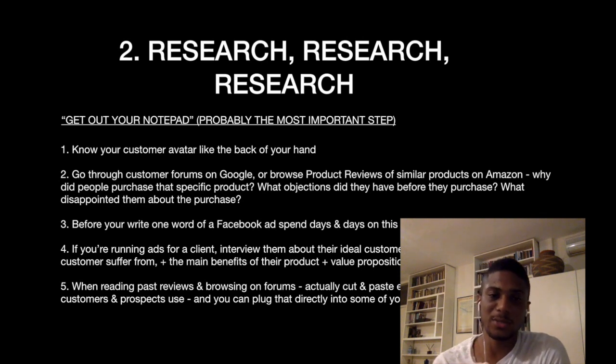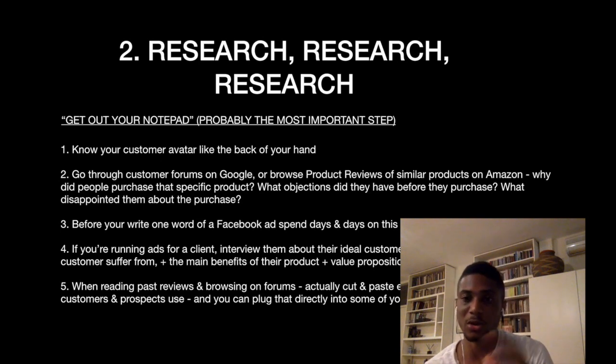Basically, you go through customer forums, search on Google, or you can browse product reviews of either your product or competitors' products on Amazon, and then look at why people purchased that specific product. Note it down, write it down. What objections did they have before they purchased? What disappointed them about the purchase? And again, you want to write these all down, because you can use your ad to address all these objections.